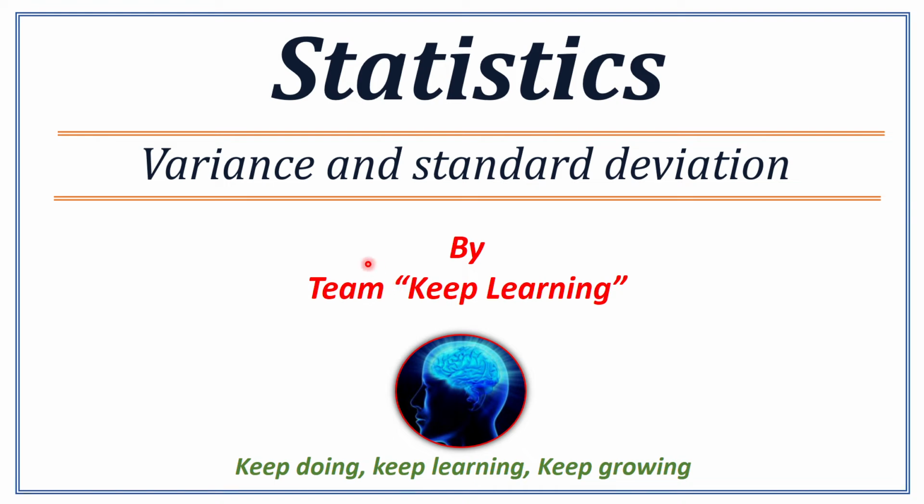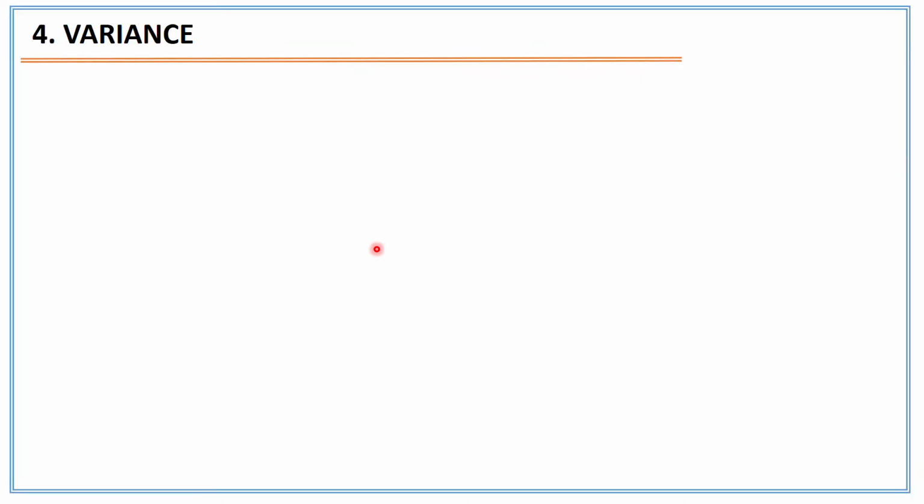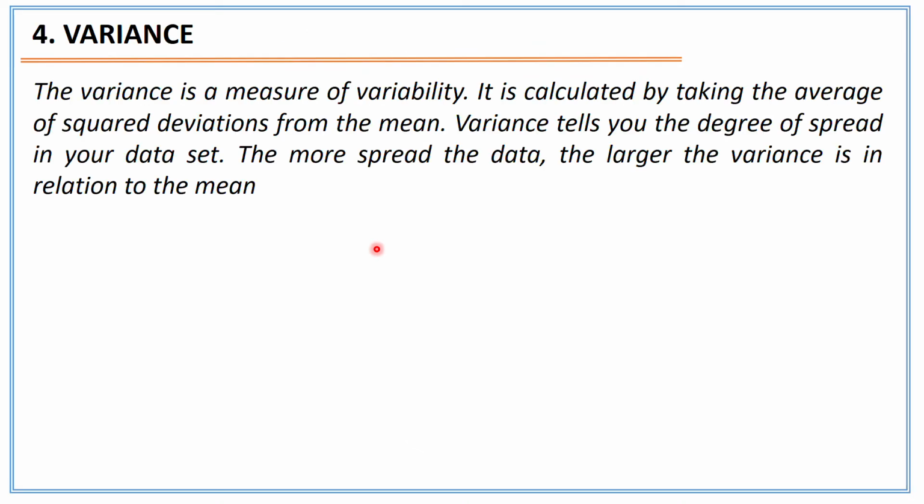In this video, we will see variance and standard deviation as a part of measures of dispersion. So let's start. First, we will see what variance means. Variance is a measure of variability.